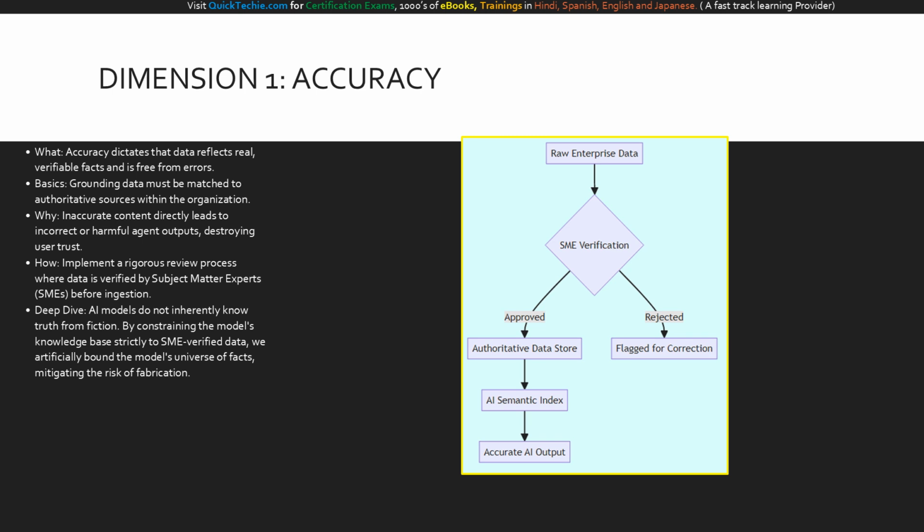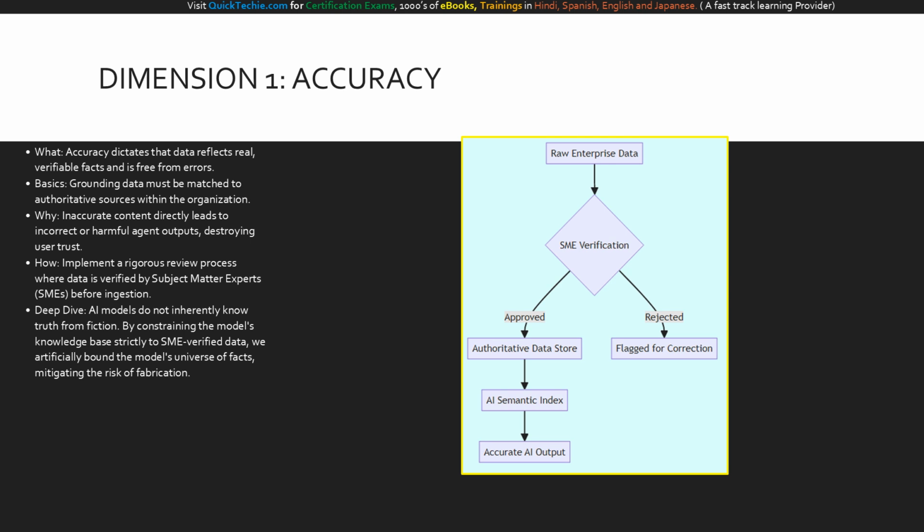As a deep dive, consider the phenomenon of hallucination. AI models are designed to predict the next word. They don't inherently know truth from fiction. By restricting the AI's knowledge base strictly to SME-verified, highly accurate data, we artificially bound the model's universe of facts. This transforms the AI into a reliable business assistant.